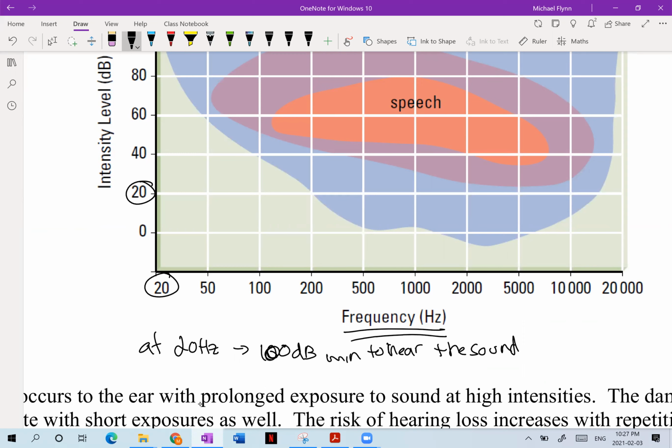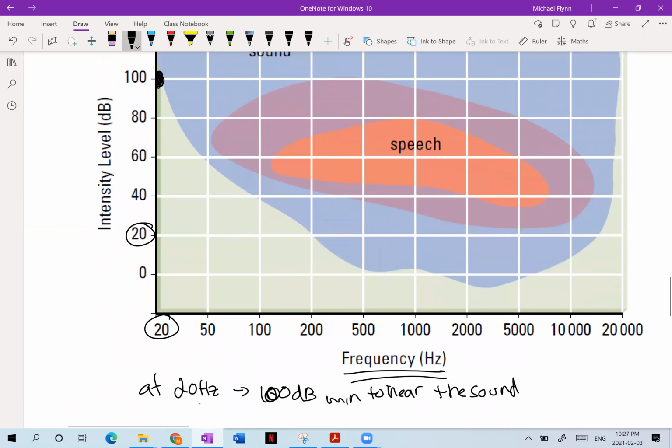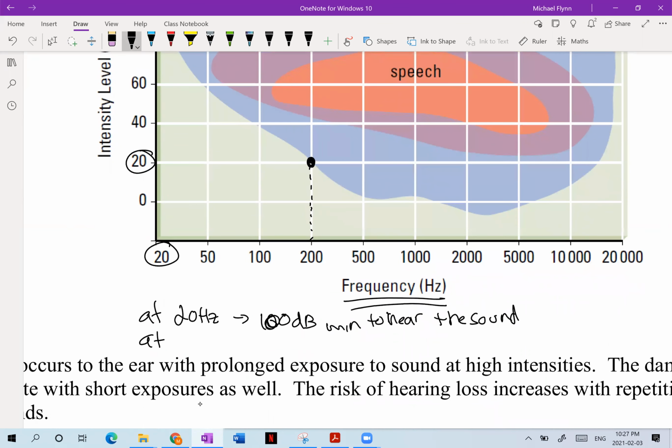Now, what about at 200 hertz? Let's go up to 200. So at 20, you have to crank it to 100. At 200 hertz, I have to turn the volume up to only 20 decibels. So my ear is much better at 200 hertz at hearing the sound. So at 200 hertz, I can lower it to 20 decibels minimum to hear the sound. Okay, you understand what the chart is trying to tell you?